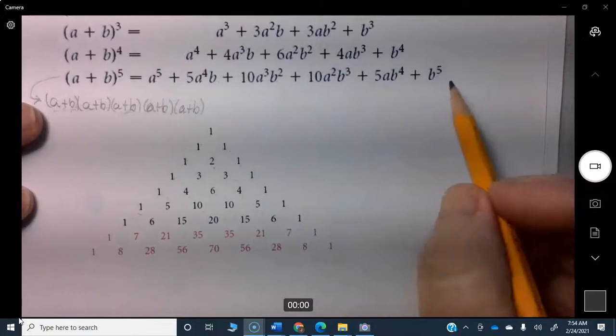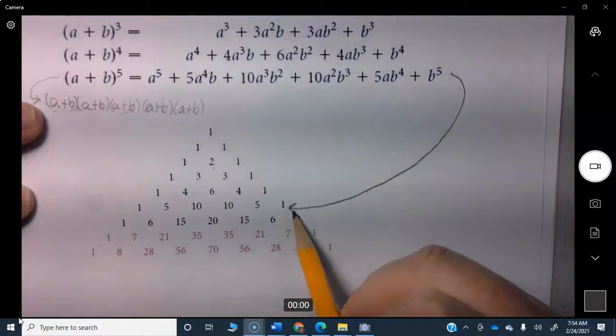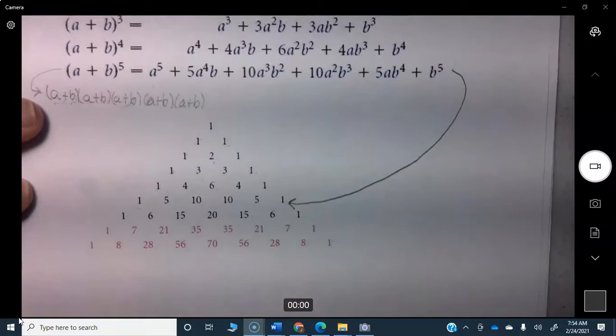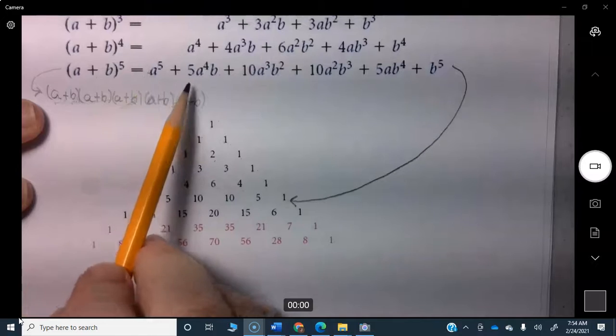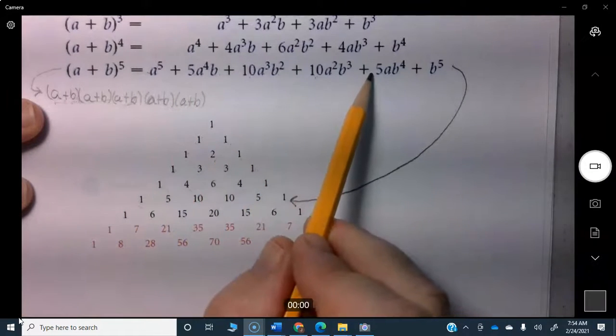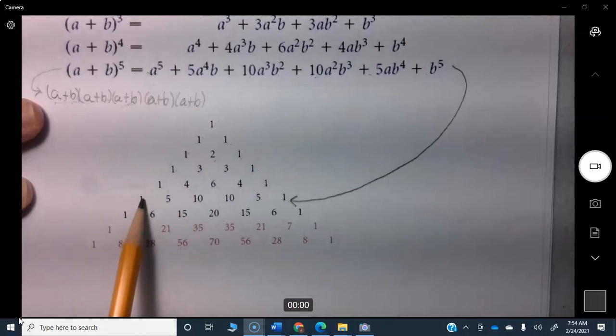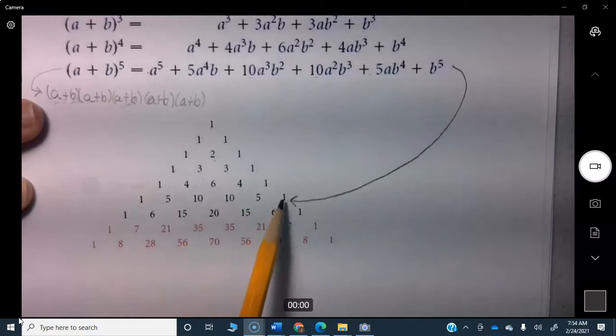If you come down, take this, and you come down to this row right here, look at the coefficients. The coefficient is 1. You don't write it, but it's 1. 5, 10, 10, 5, 1. That row right there. 1, 5, 10, 10, 5, 1.